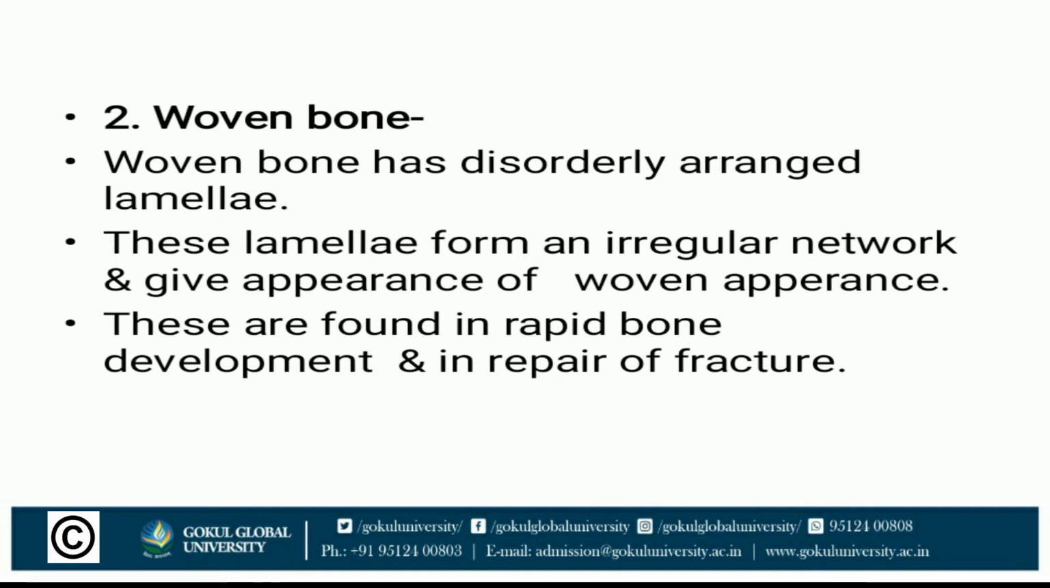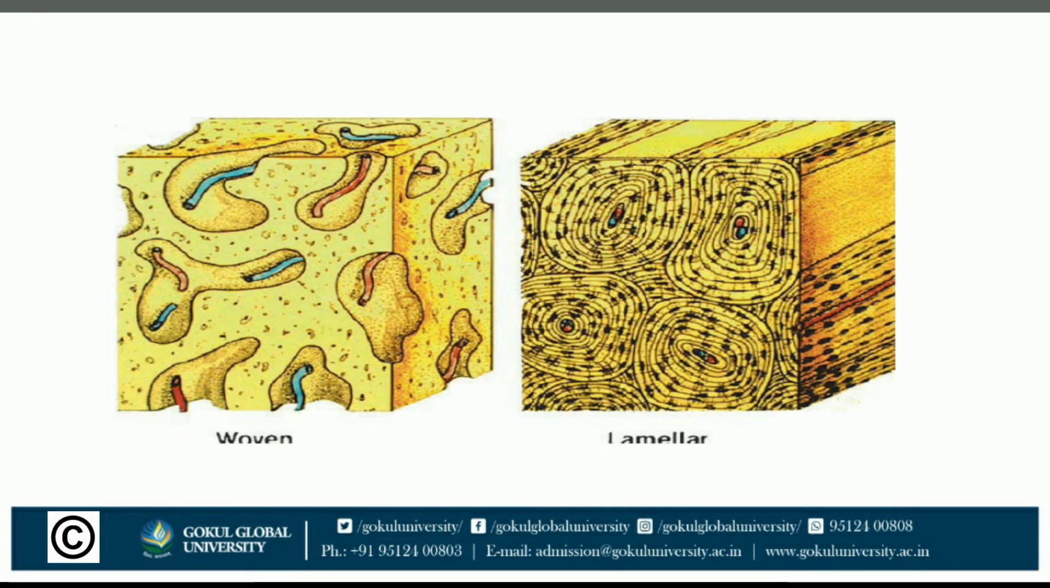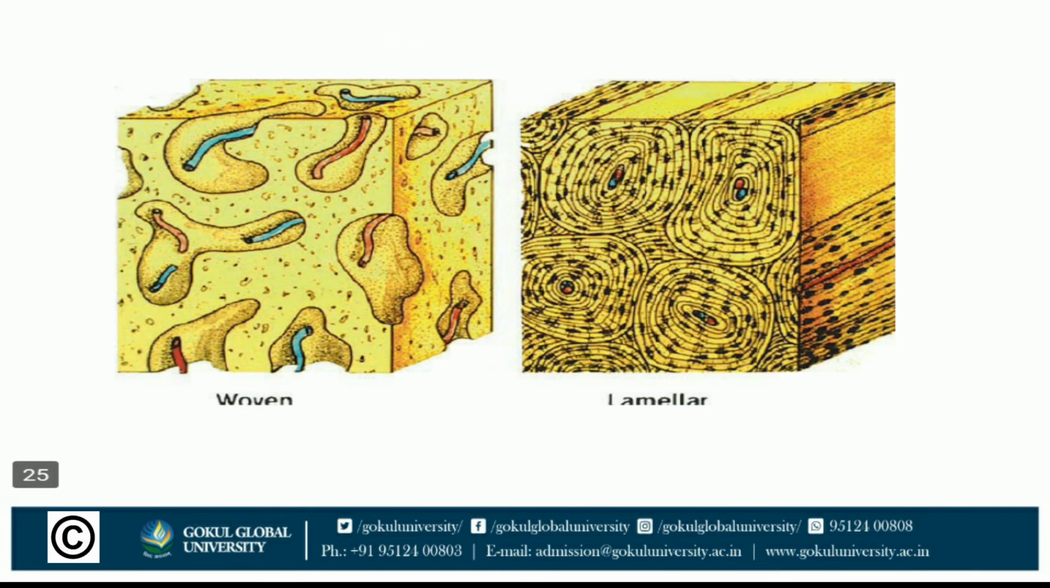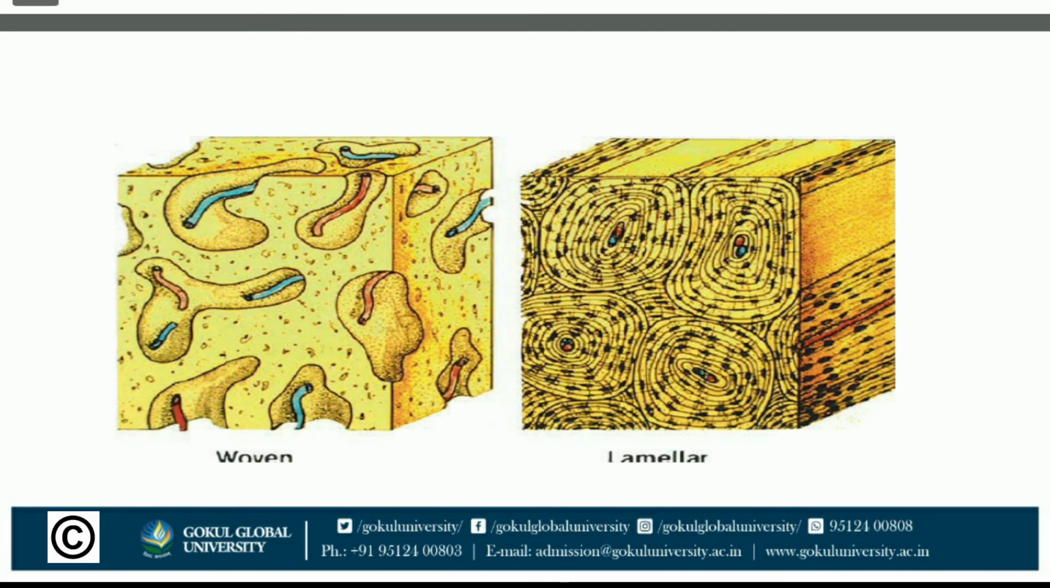Now woven bone. Woven bone has disorderly arranged lamellae. In short, lamellae will be arranged disorderly. The first diagram is woven bone, where lamellae are disarranged, and in lamellar bone, lamellae are arranged properly. These lamellae form an irregular network and give a woven appearance. These are found in rapid bone development and in repair of fracture, during development of bone and in repair of fracture.